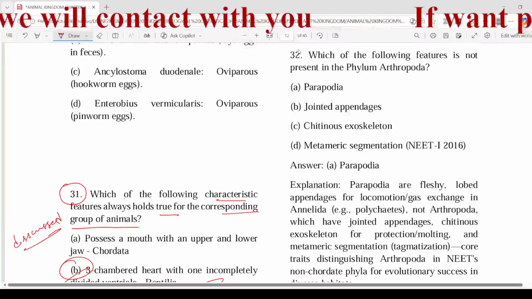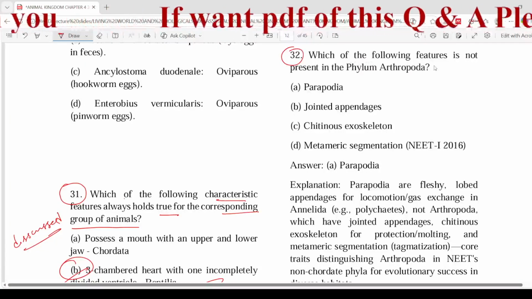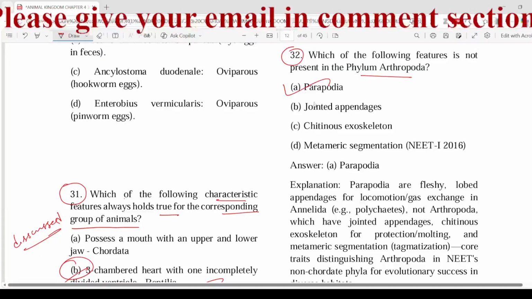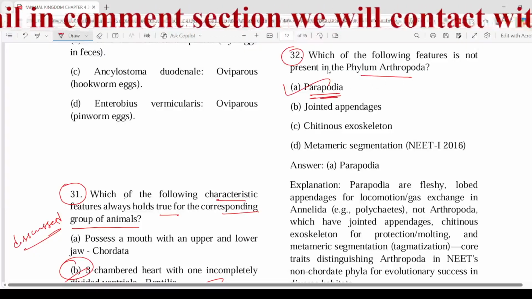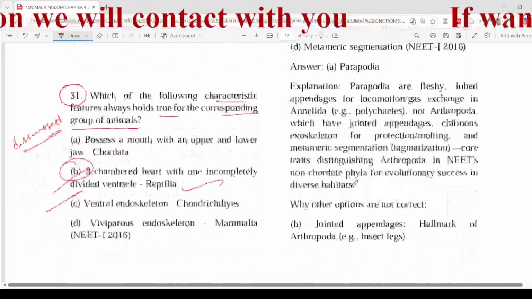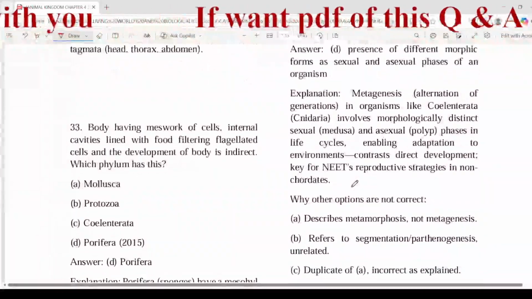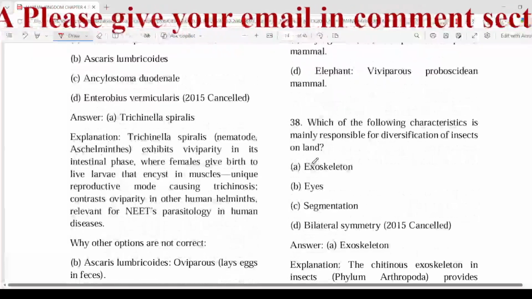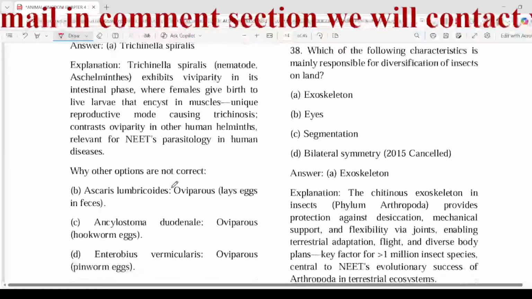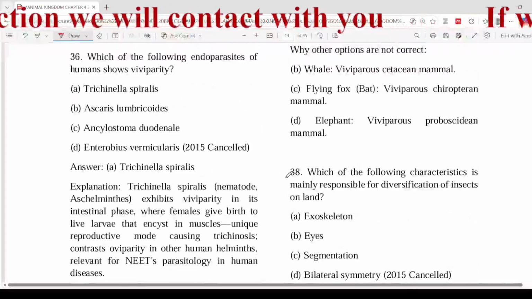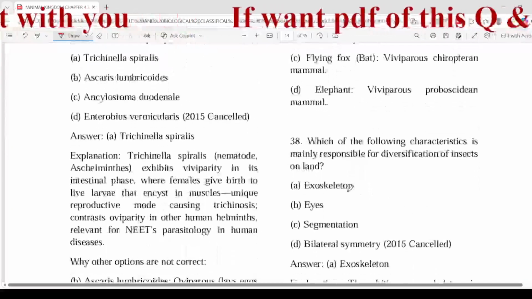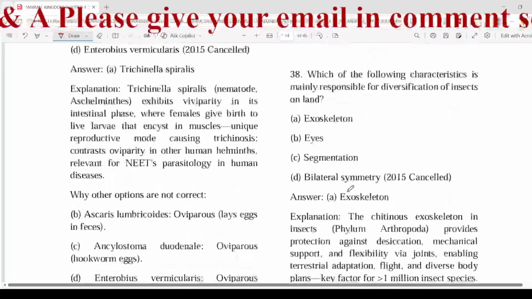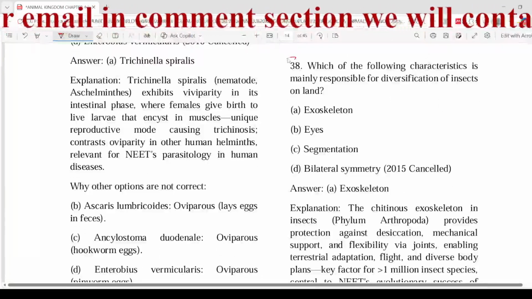Question number 32. Which of the following features is not present in phylum Arthropoda? Parapodia will be the correct answer for this question. So let's go to question number 30.